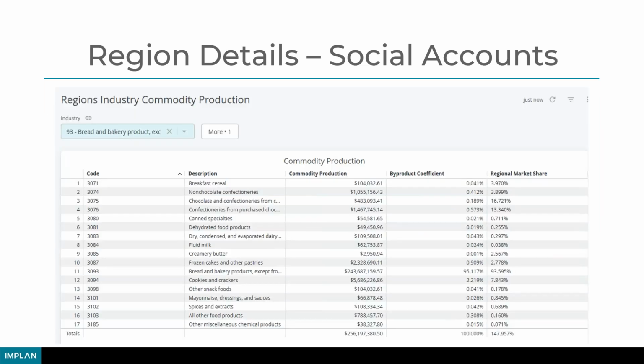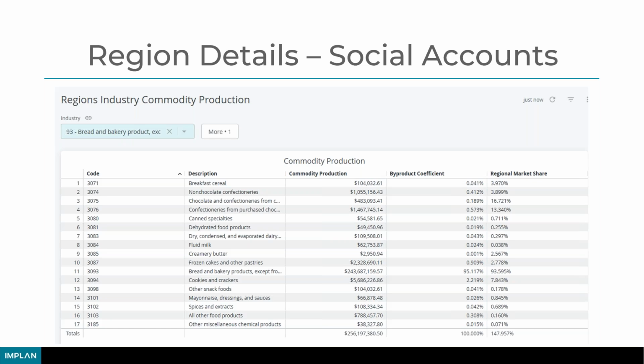A couple more pieces here before we move on. We're looking at industry commodity production. So again, if we're looking at that bread and bakery product, and I want to know, where does that go? What do they produce? They're producing a number of different items, right? So the commodity production column is the output value of each of the commodities produced by this industry. And then the byproduct coefficient is the proportion of that industry's total industry output dedicated to each commodity.